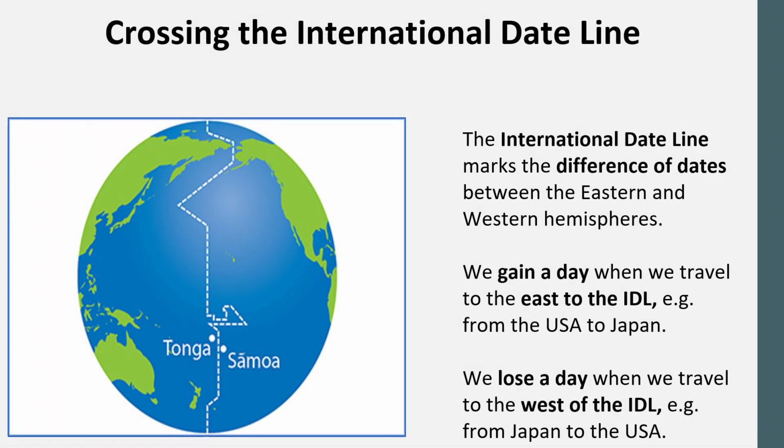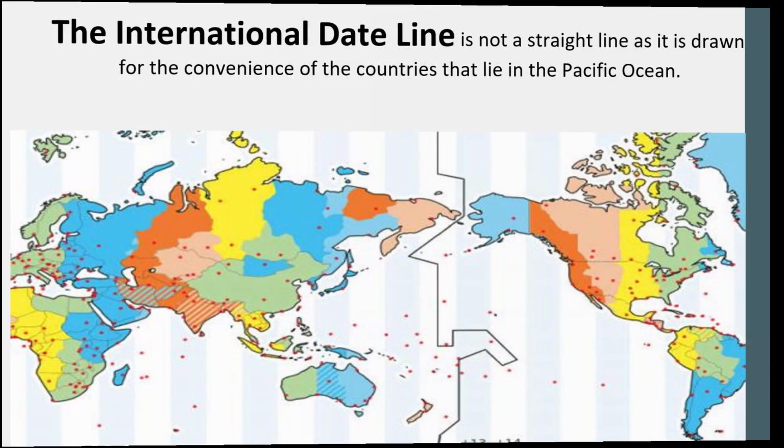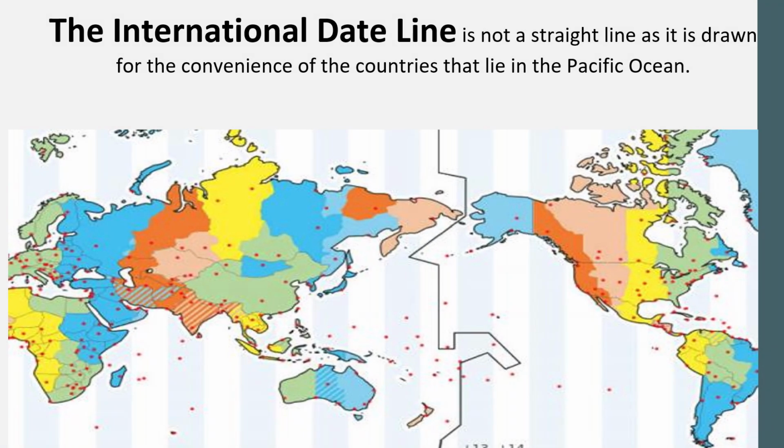The international dateline marks the difference of dates between the eastern and western hemisphere. We gain a day when we travel to the east of the international dateline, for example, from the USA to Japan. We lose a day when we travel to the west of the international dateline, for example, from Japan to the USA. The international dateline is not a straight line, as it is drawn for the convenience of countries that lie in the Pacific Ocean.